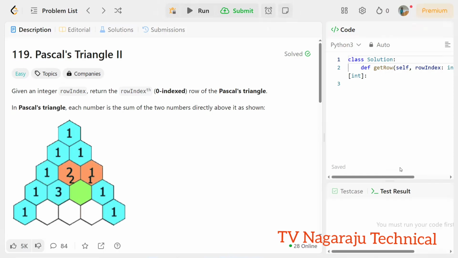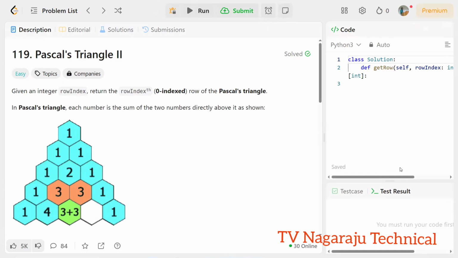Welcome to our channel. In the last session, we discussed the program Pascal Triangle 1. What happened in that program? They were given the number of rows. Based on the number of rows, you need to display all the rows of the Pascal triangle.